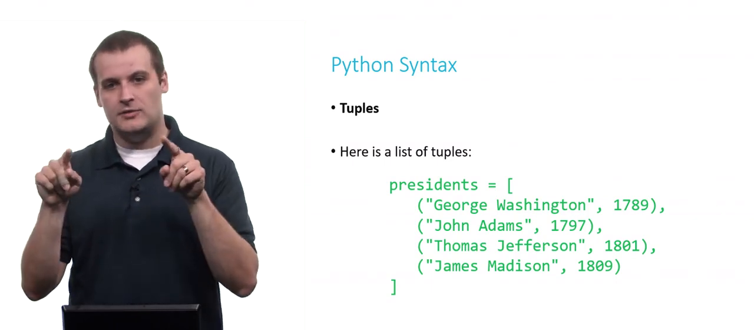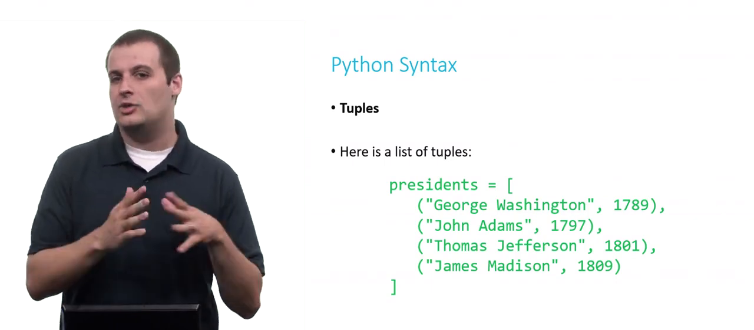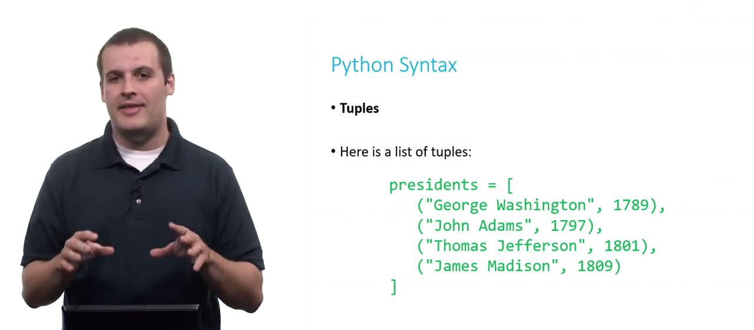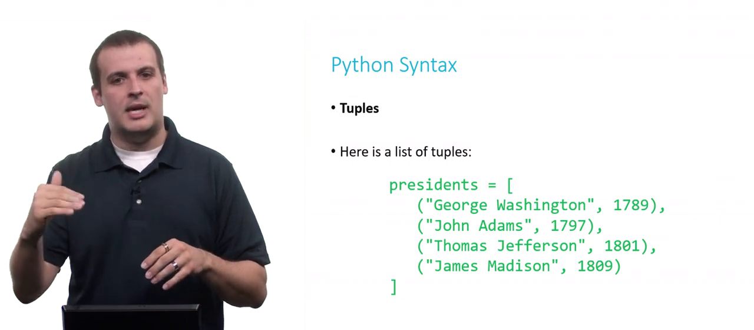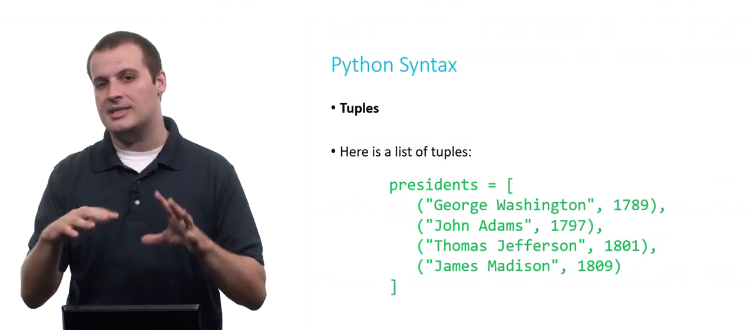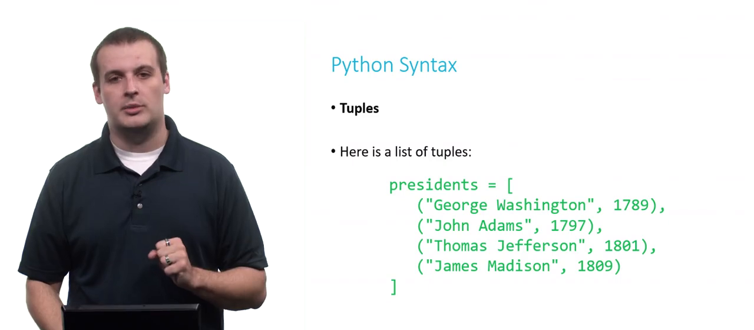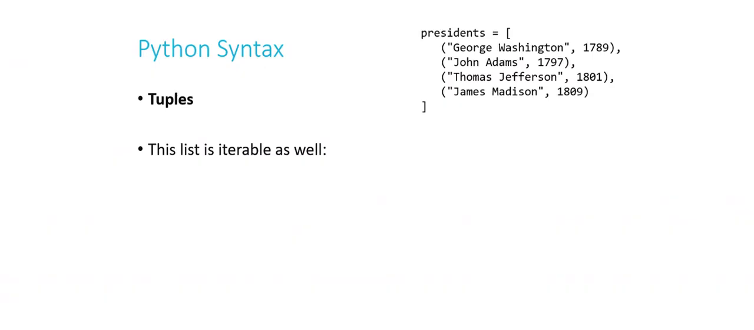Each of these, George Washington, 1789, and John Adams, 1797, and so on, is a single tuple. And then you see here we have the commas at the end of those tuples to indicate that all of those are items in the larger list called presidents. Now we can iterate over this list and do things with it. So let's take a look at an example of how we might do that.